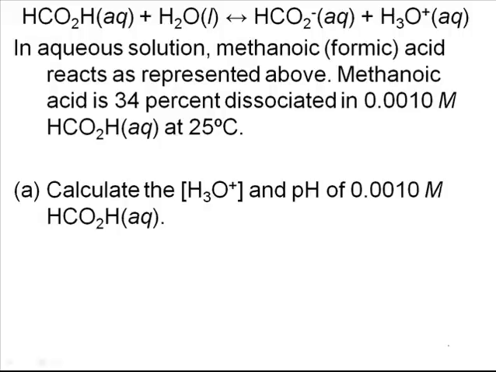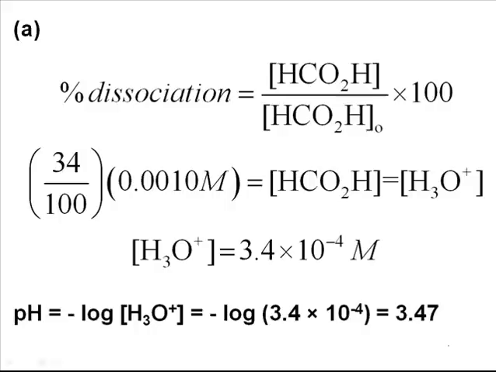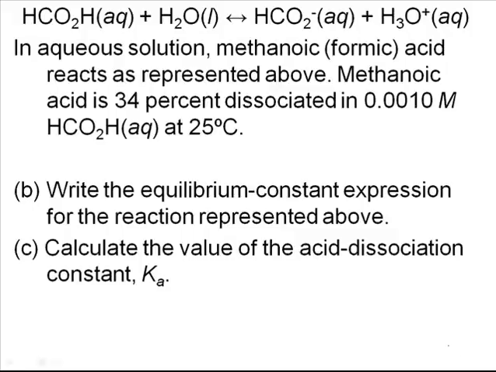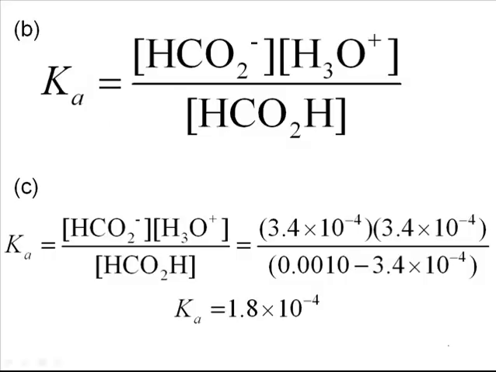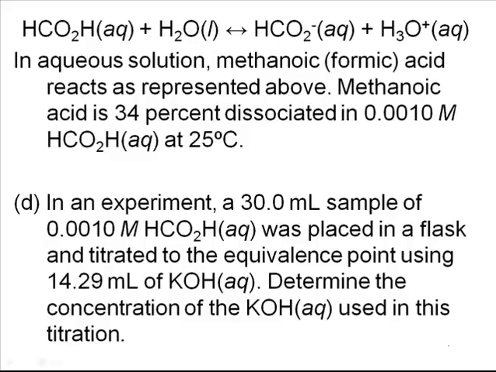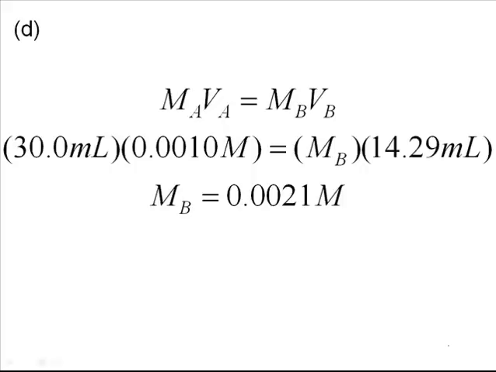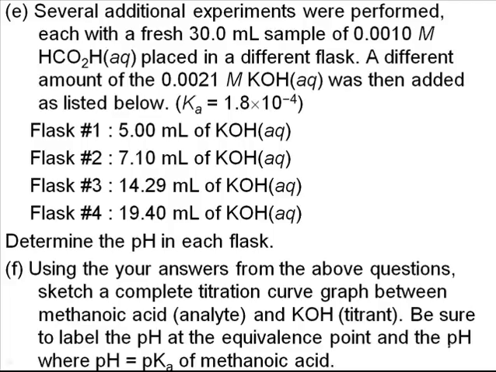Here's the next problem for an aqueous solution: methanoic acid and its dissociation. From this we can get the pH from the dissociation, and then the equilibrium constant expression, that's just the K expression. Then find the value of Ka from that data. We continue on this in part D, and here are E and F with some additional problems.